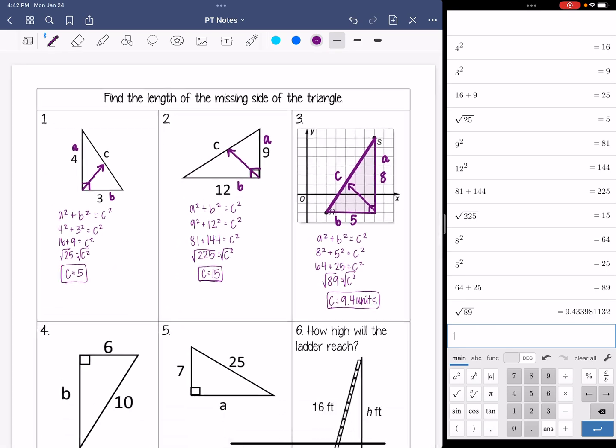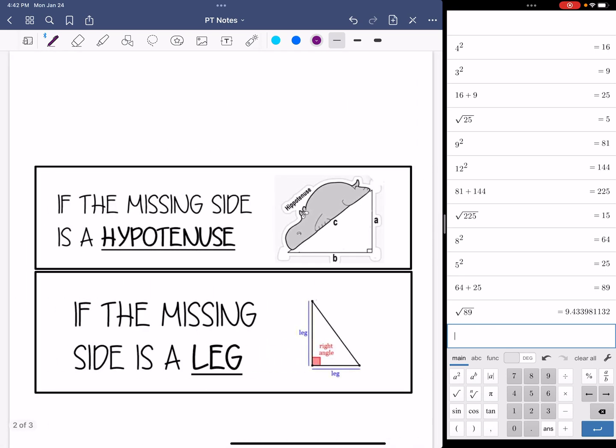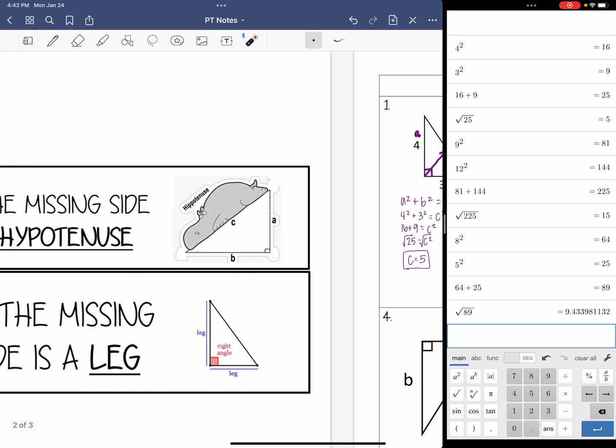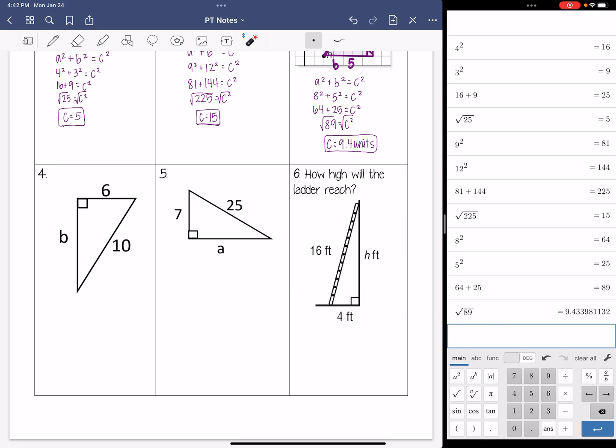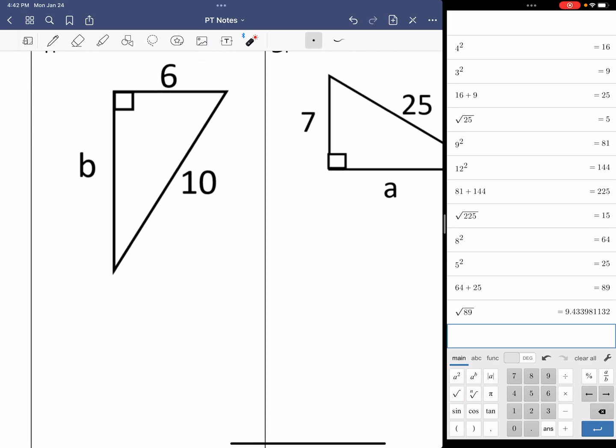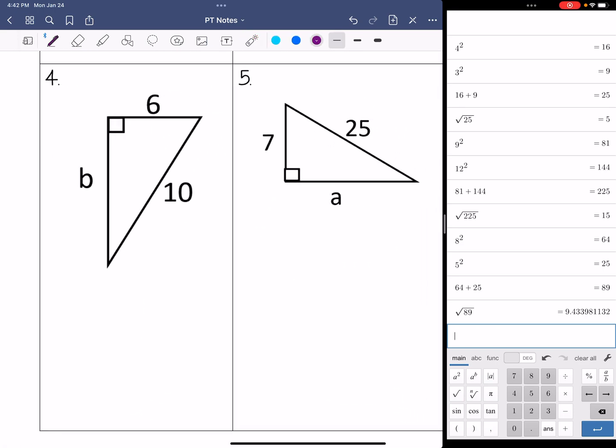Okay, so that's if your missing side is the hypotenuse. Now we're also going to see or find if the missing side is a leg. So that's going to be for problems 4, 5, and 6. So let's go ahead and look at number 4. So first thing we want to go ahead and do is identify our 90-degree angle. And we're going to draw an arrow, and here we see that it points to C.